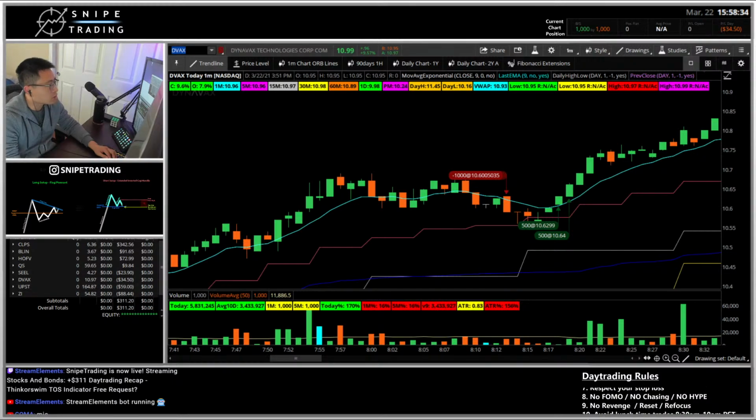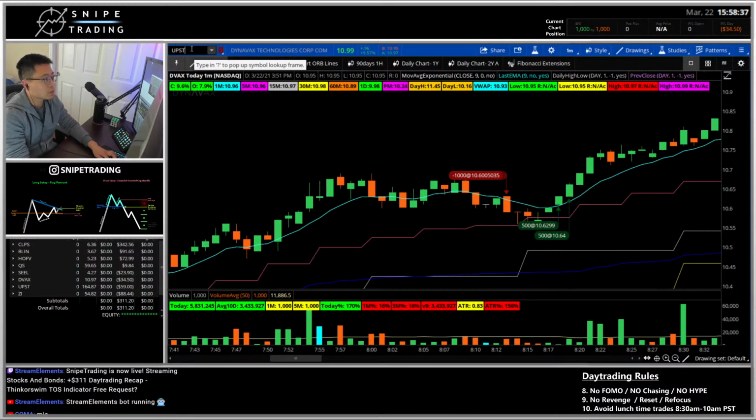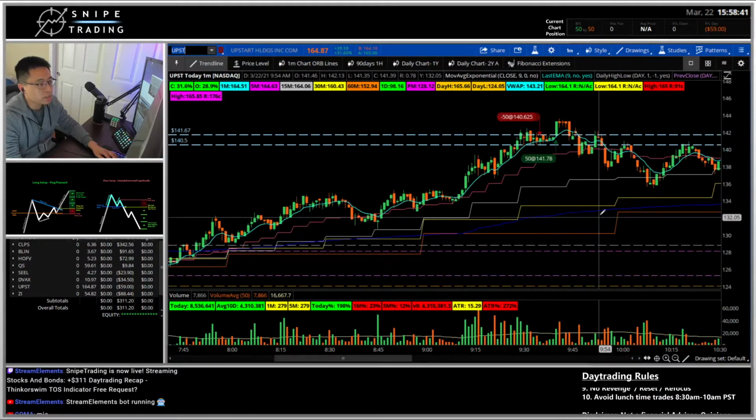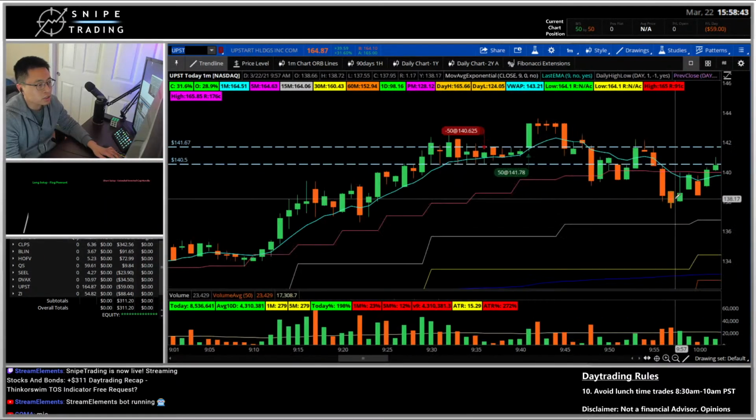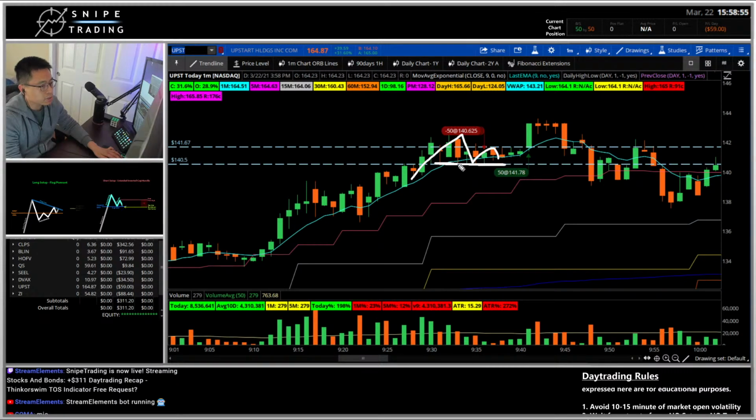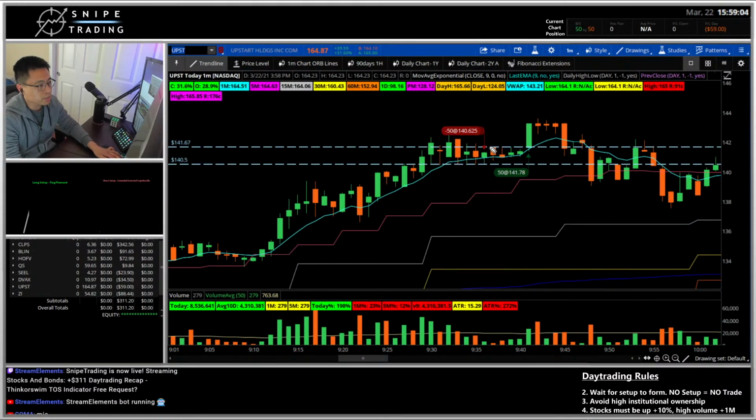Next trade is UPST. UPST was a short as well, and I like this chart because you can see it was extended on the 5-minute chart here, so there's a little room there. It ended up holding up. I thought it was going to break here at 141 or 140.50 or so to test this, and it ended up kind of squeezing me, so I stopped there, as always, on my prior high.